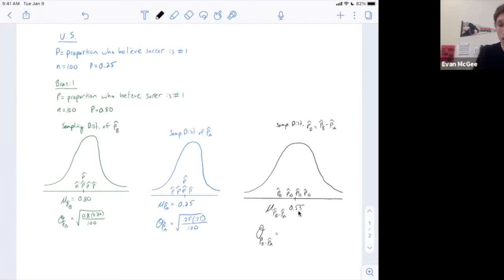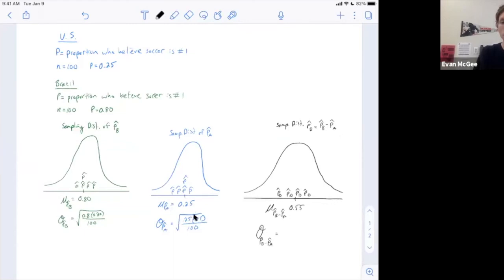And we expect the difference to be 80 minus 25. On average, it will be 55, which gives us some information. We expect Brazil to be larger than America because this is a positive value. If it's a negative value, that would mean that America had a higher proportion of people who think soccer is the number one sport. Now, that's our expected difference, but the expected spread is a little bit different here.